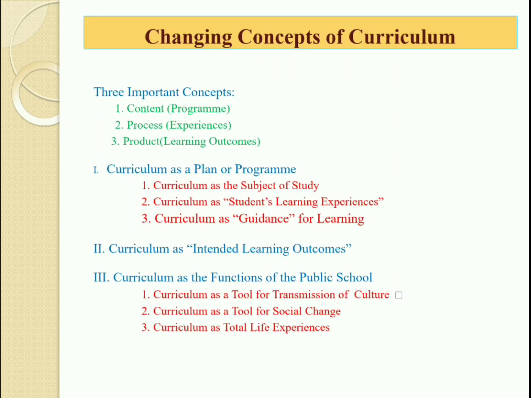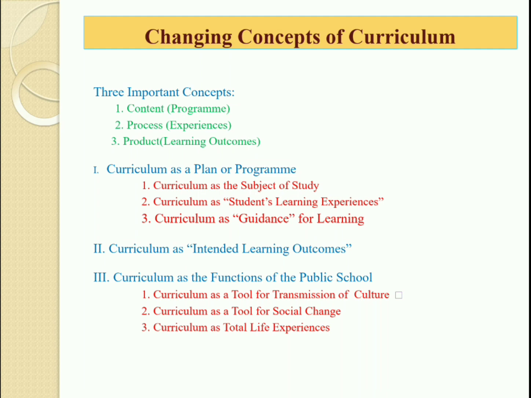So the changing concepts of curriculum: the three main important concepts are the content, process and the product. Content is what the program takes, the process is the experience we get, and the product is the learning outcome. So first, curriculum as a plan or a program. In this we are going to see curriculum as a subject of study, curriculum as students' learning experience, and curriculum as guidance for learning. And the second, curriculum as intended learning outcome, and curriculum as the function of public school. The first thing we are going to see is curriculum as a plan or a program.